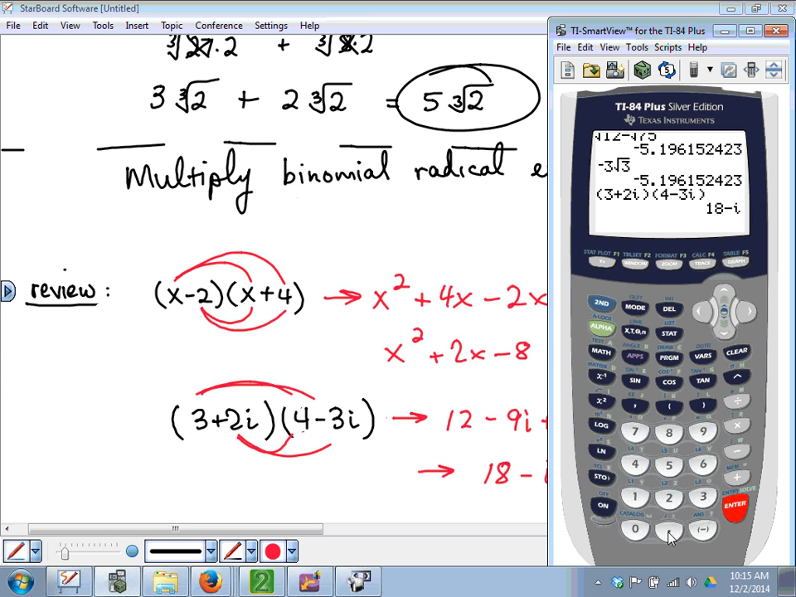It's right above the decimal button. If you hit second and then decimal. Well, that's kind of nifty.